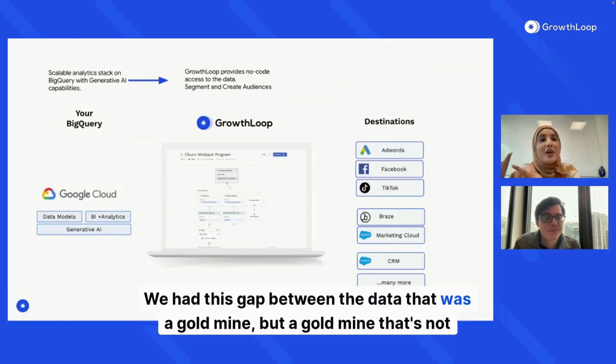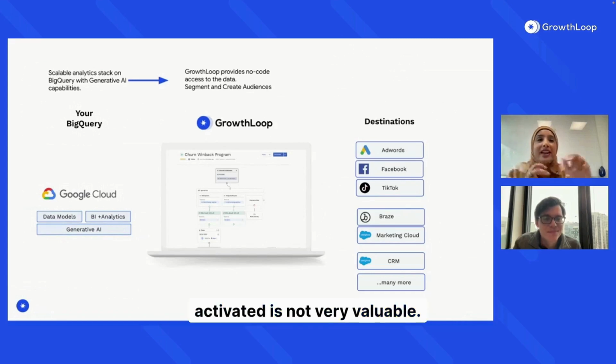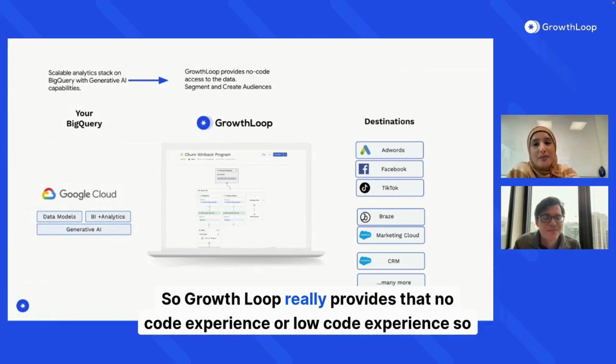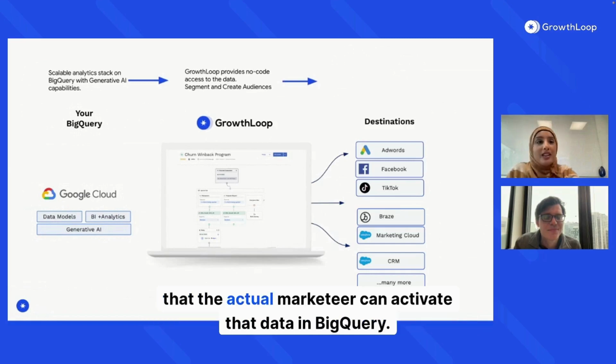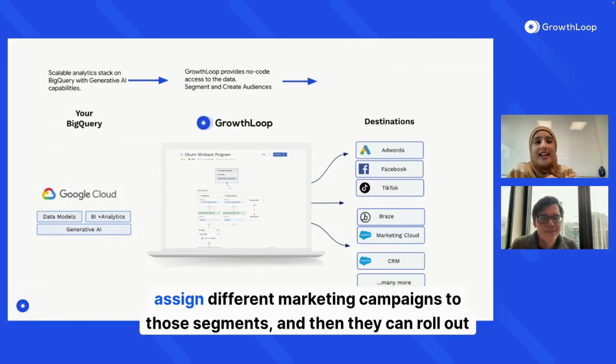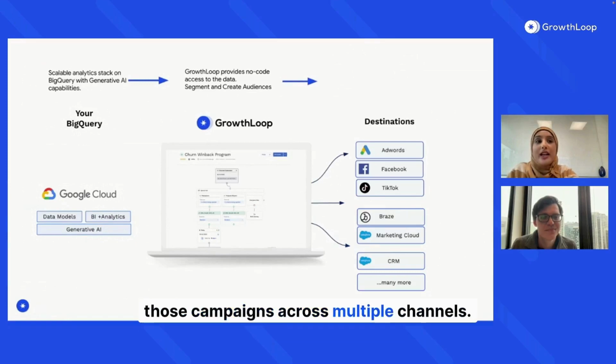the data that was a gold mine, but a gold mine that's not activated is not very valuable, and all of these channels that our marketeers wanted to reach. So GrowthLoop really provides that no code or low code experience so that the actual marketeer can activate that data in BigQuery. They can build audiences, they can create different segments, they can assign different marketing campaigns to those segments, and then they can roll out those campaigns across multiple channels.